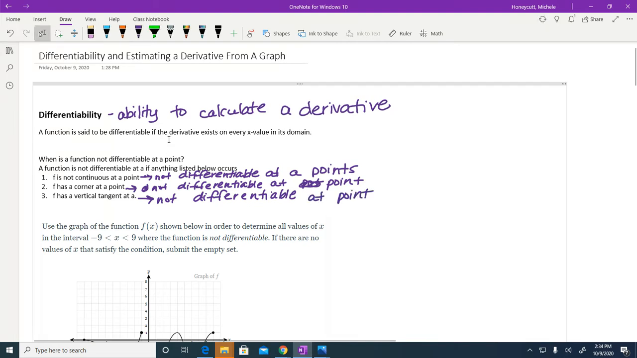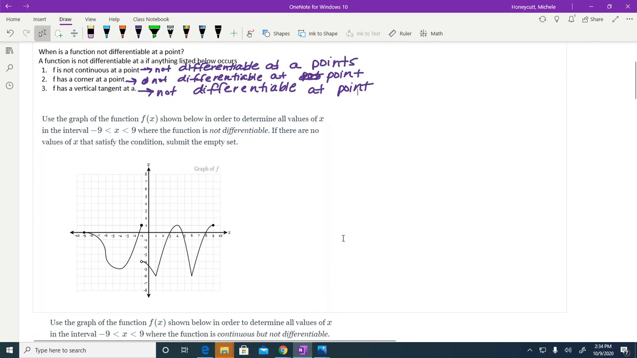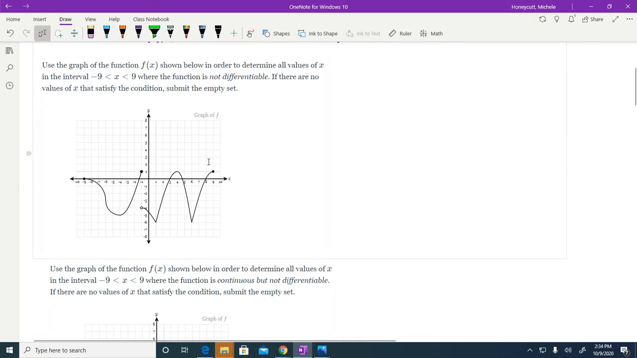So here's an example of a question that you'll be asked in Delta Math. It says, use the graph of the function f of x shown below in order to determine all the values of x on the open interval from -9 to 9. So what that means is you don't have to worry about -9 and 9. We're not including those in our determinations. So on that open interval, where is the function not differentiable?